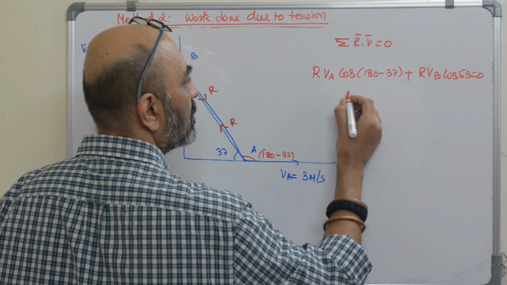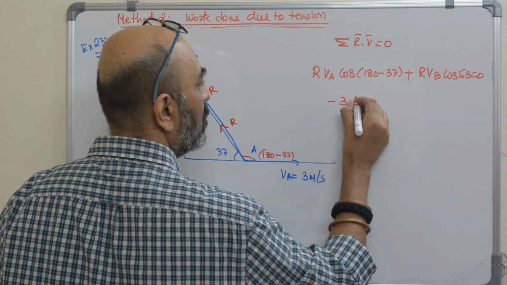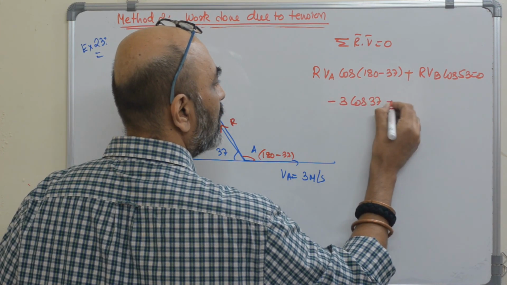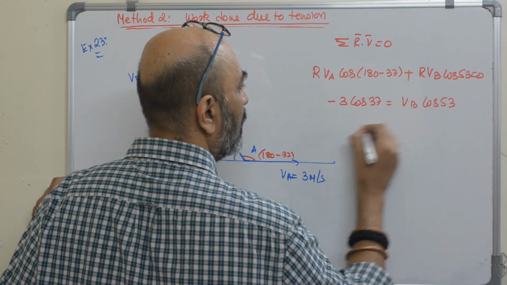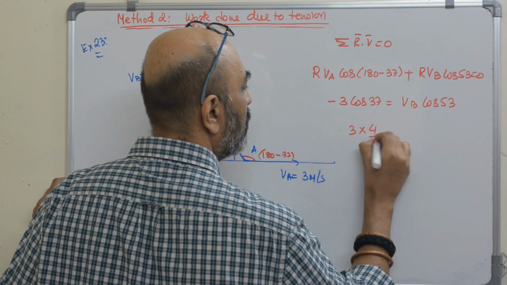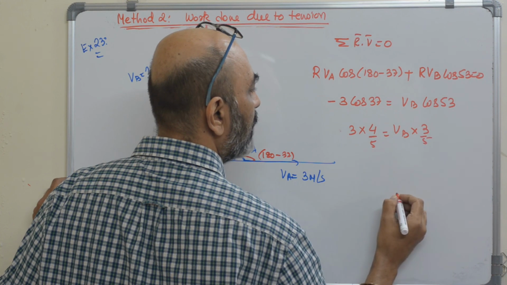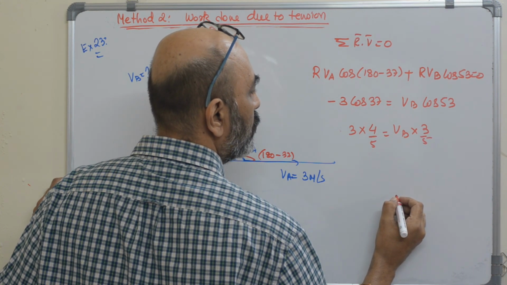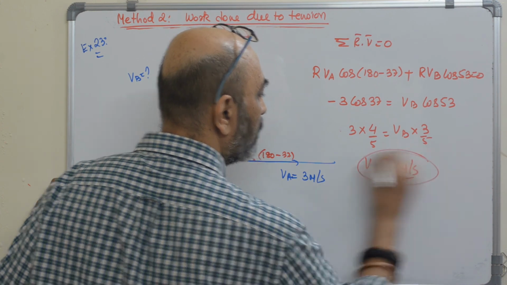So R and R cancel. VA is given as 3 and this is minus cos, so it will be cos 37 and that will be VB cos 53. So this will be minus plus, so 3 into 4 by 5 and this will be VB into 3 by 5. So we have the answer VB as 4 meter per second.